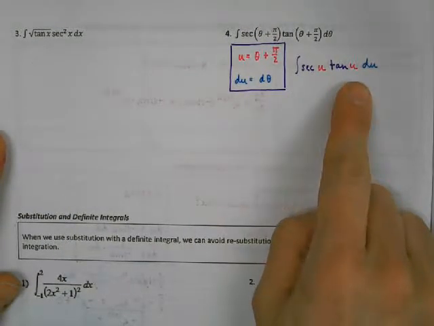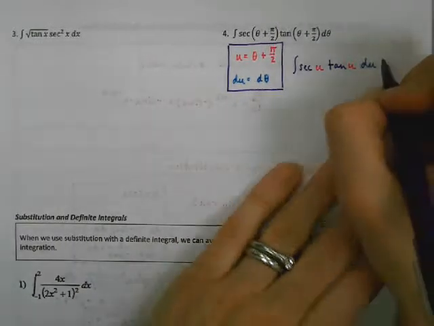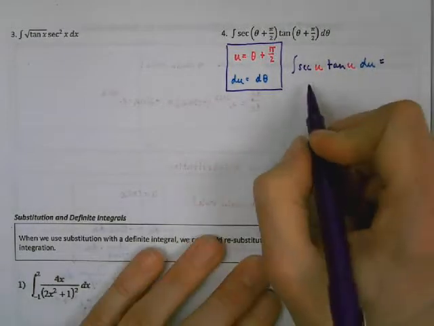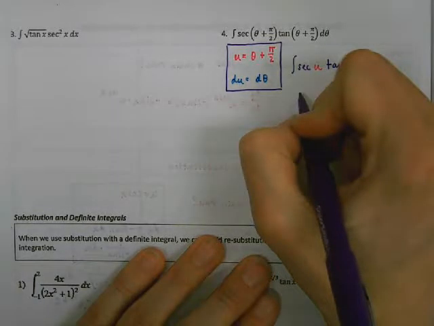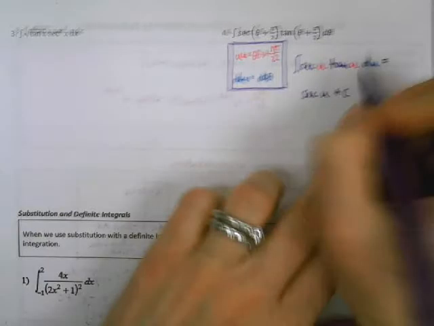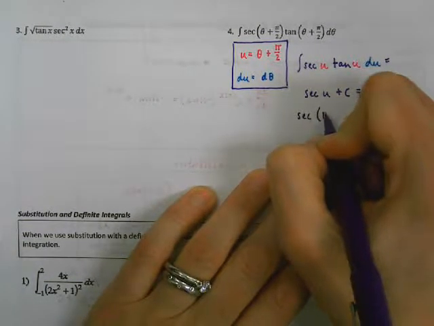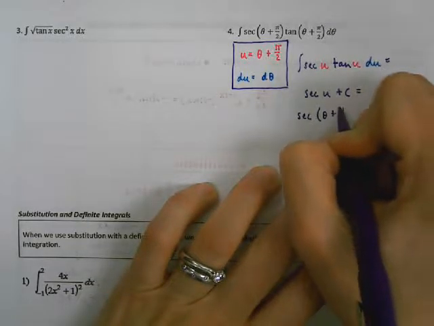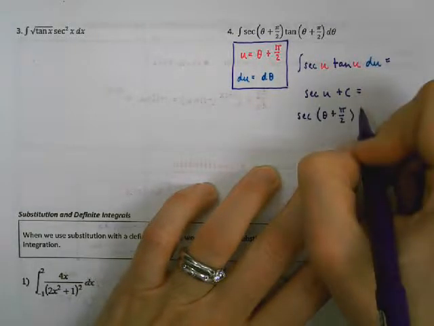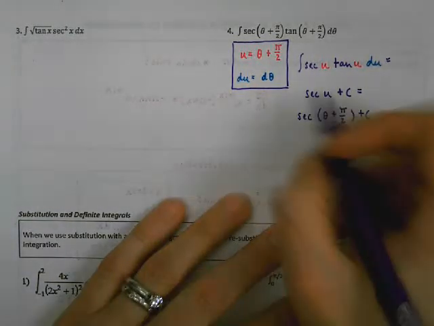So now I have my integral all in terms of u. Again, this is easy to anti-differentiate. The antiderivative of secant u tangent u is just secant of u plus c. I'm going to go back and substitute theta plus pi over 2 for my u, and now I have my antiderivative.